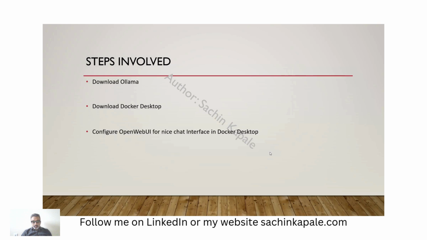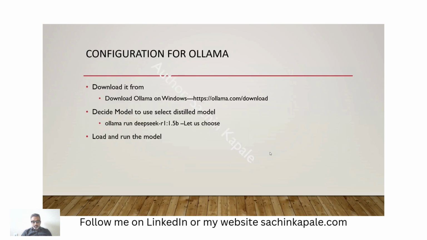So we'll go through each one of these steps in detail. But again, for now, you remember that these are the three steps. It is not, like I said, a whole lot. But again, it might take some time to download the models based on your speed. So first thing is download the Ollama on Windows. Since we are configuring it for Windows, go to this website.